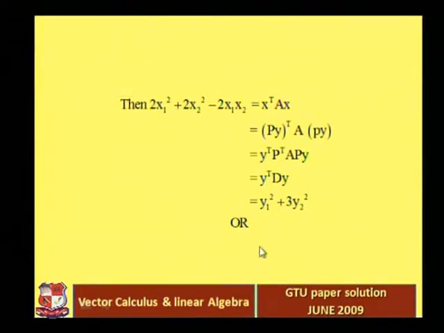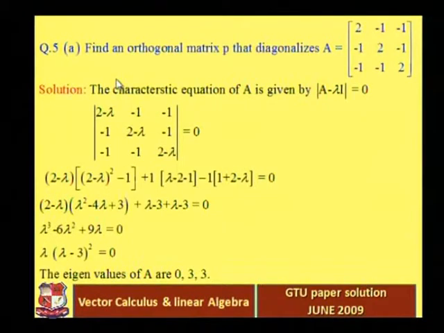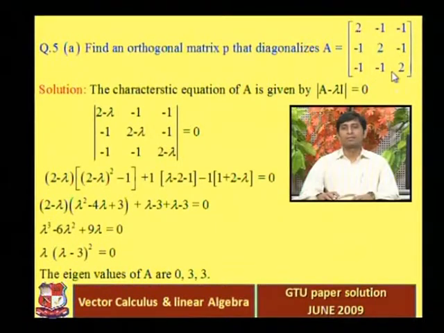Okay, so here is the complete question number 5, and this is question number 5a. Find an orthogonal matrix P that diagonalizes A, where A is 2 minus 1 minus 1, minus 1 2 minus 1, minus 1 minus 1 2. So here is almost the same type of question which we already solved.